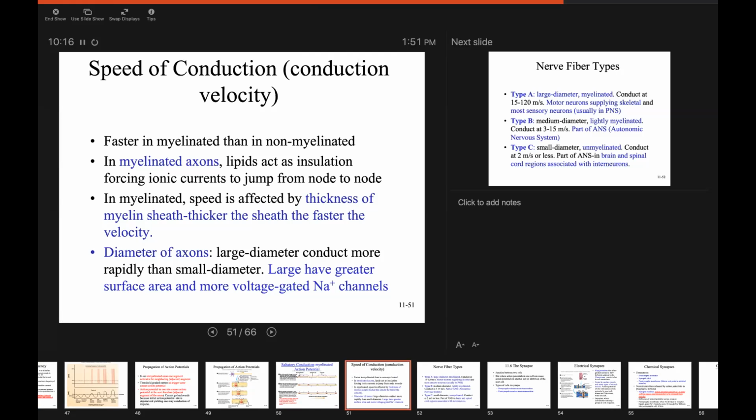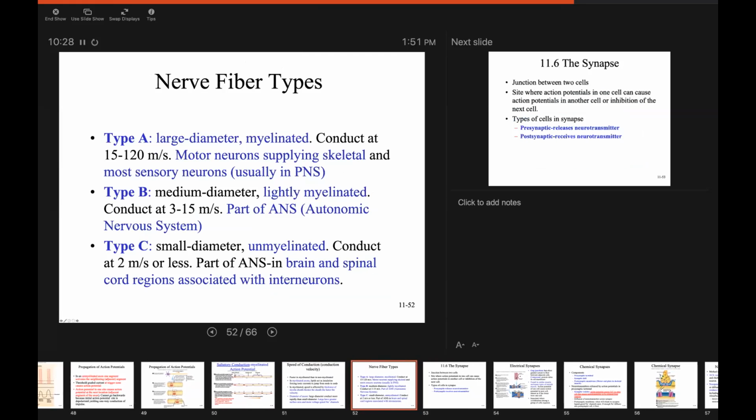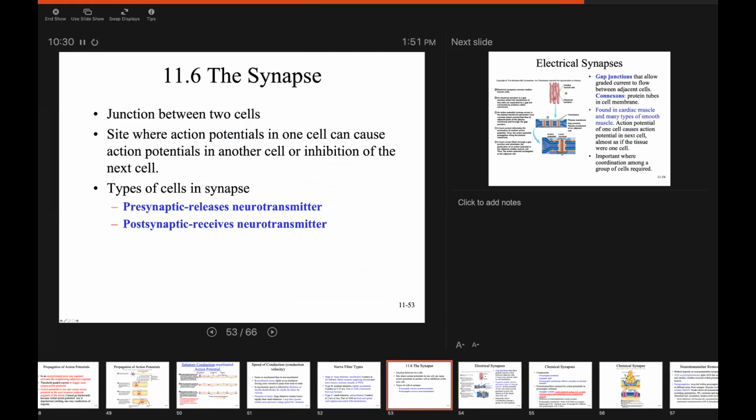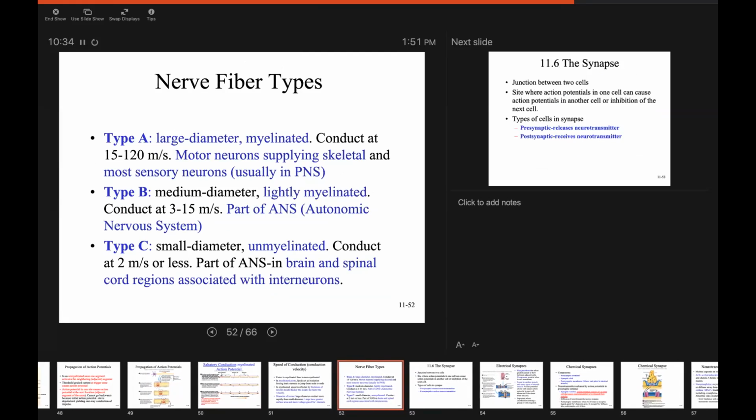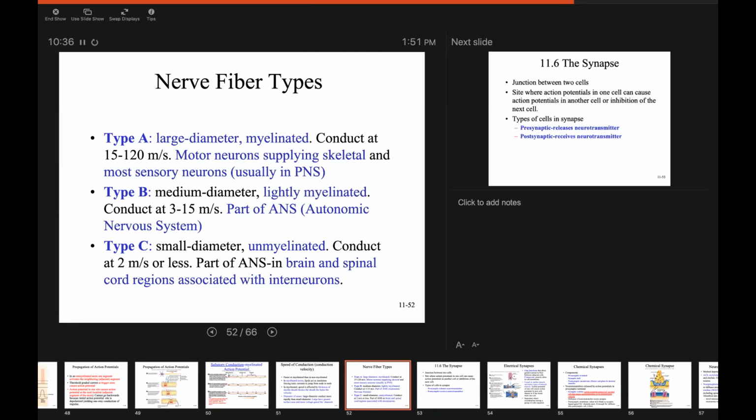So it makes sense that the largest diameter fully myelinated axons should have the fastest type of conduction velocity. And that's what we see here. Type A are the largest diameter, fully myelinated axon. Those nerve fibers, right, carry action potentials up to 120 meters per second. Perfect for motor neurons that are going to your skeletal muscles.